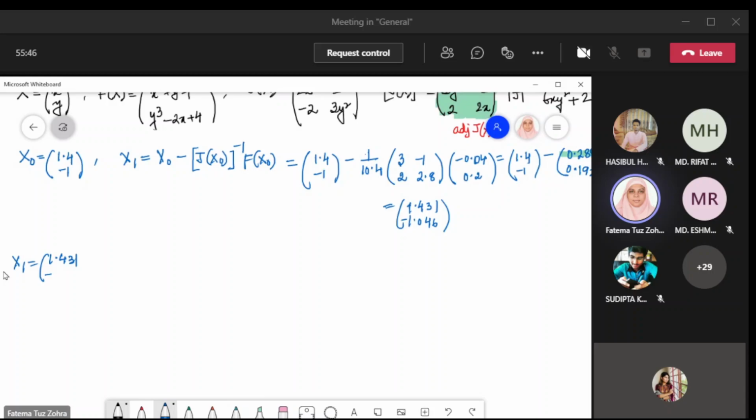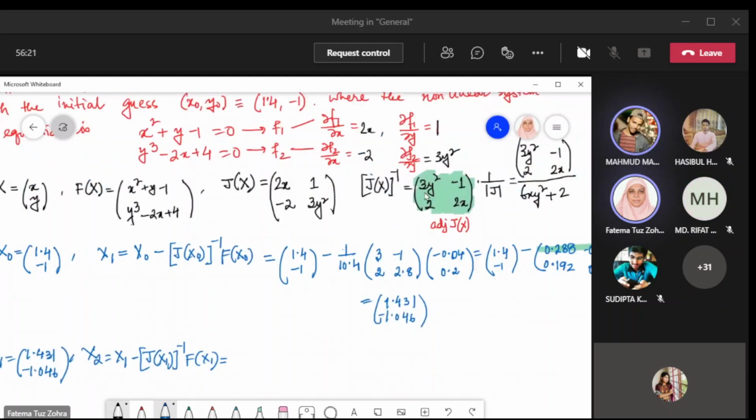The next step is x2. For x2 you need x1 minus the inverse of the Jacobian of x1, times f of x1. So do it and give me the result. What is the value of x2? Everyone try to do it by yourself. These are the things that you need in black ink. Just replace the values and get the result.